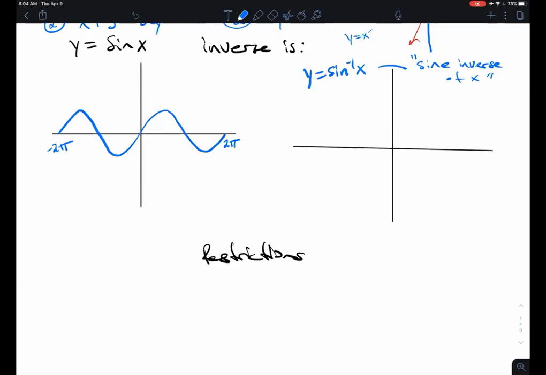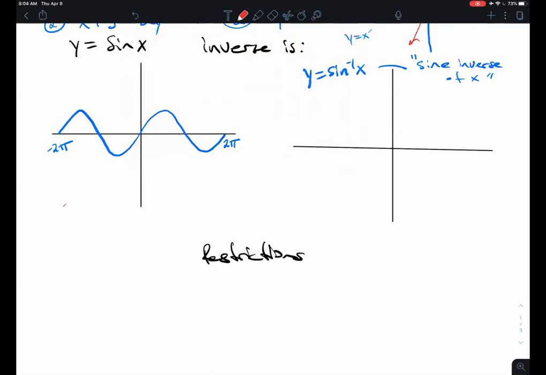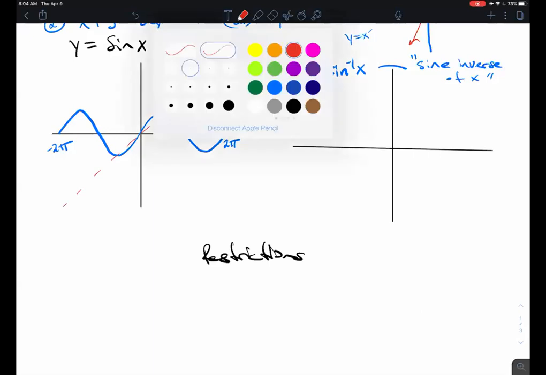And so to get this inverse graph, if we think back to what we just did and said, okay, I need to draw the line y equals x and spin that blue graph around, that's going to get me my graph. Let's try and do that.